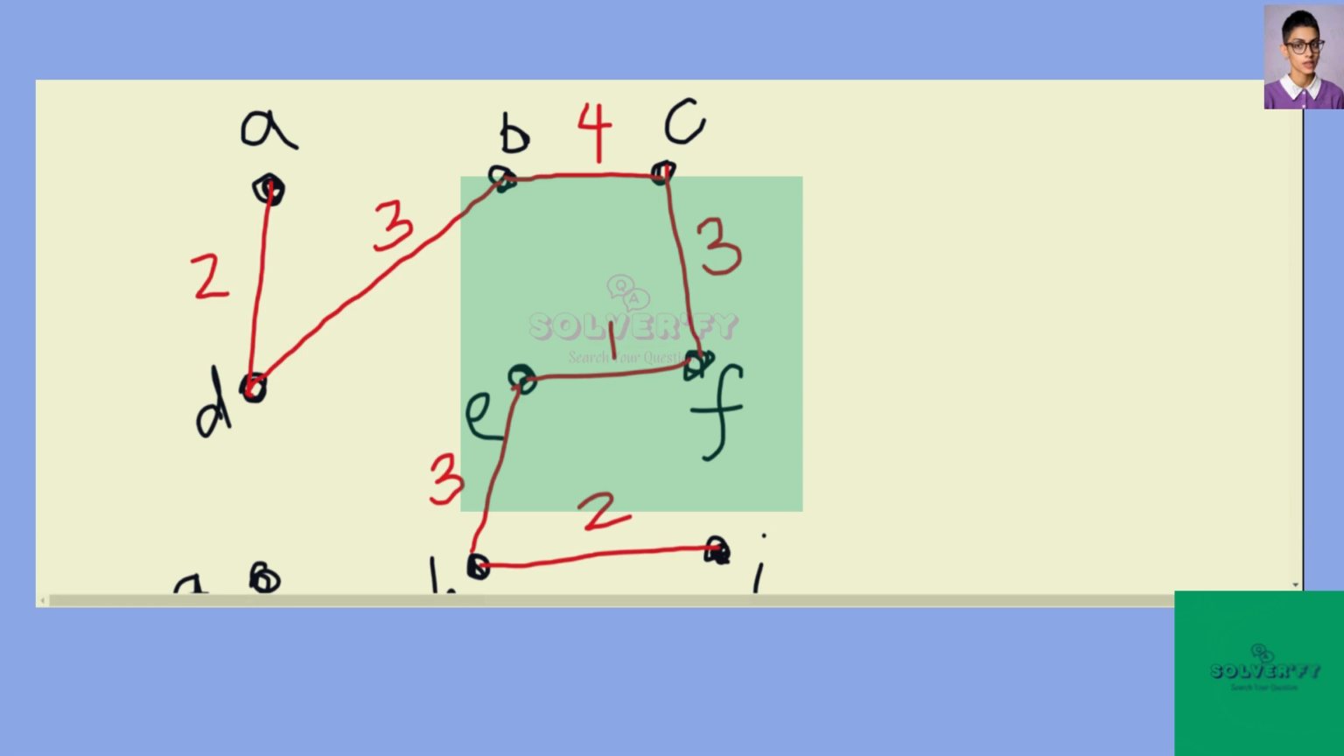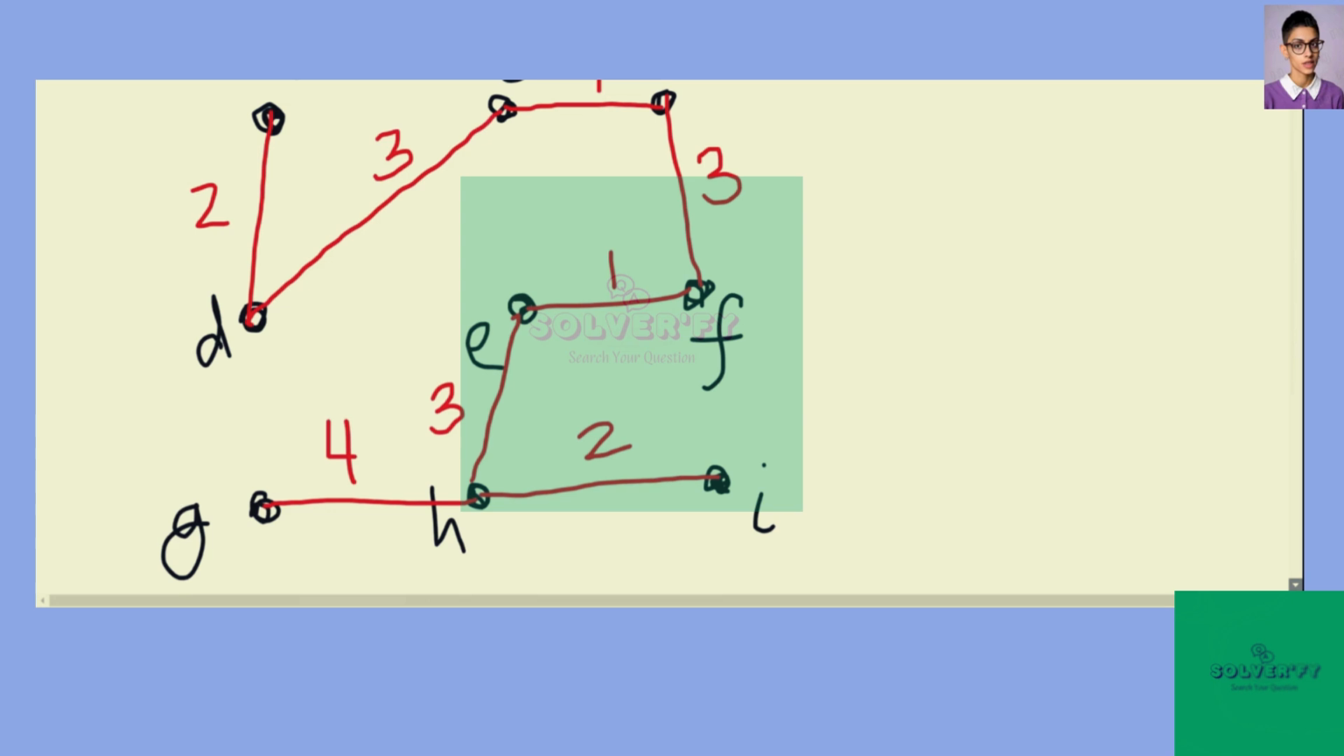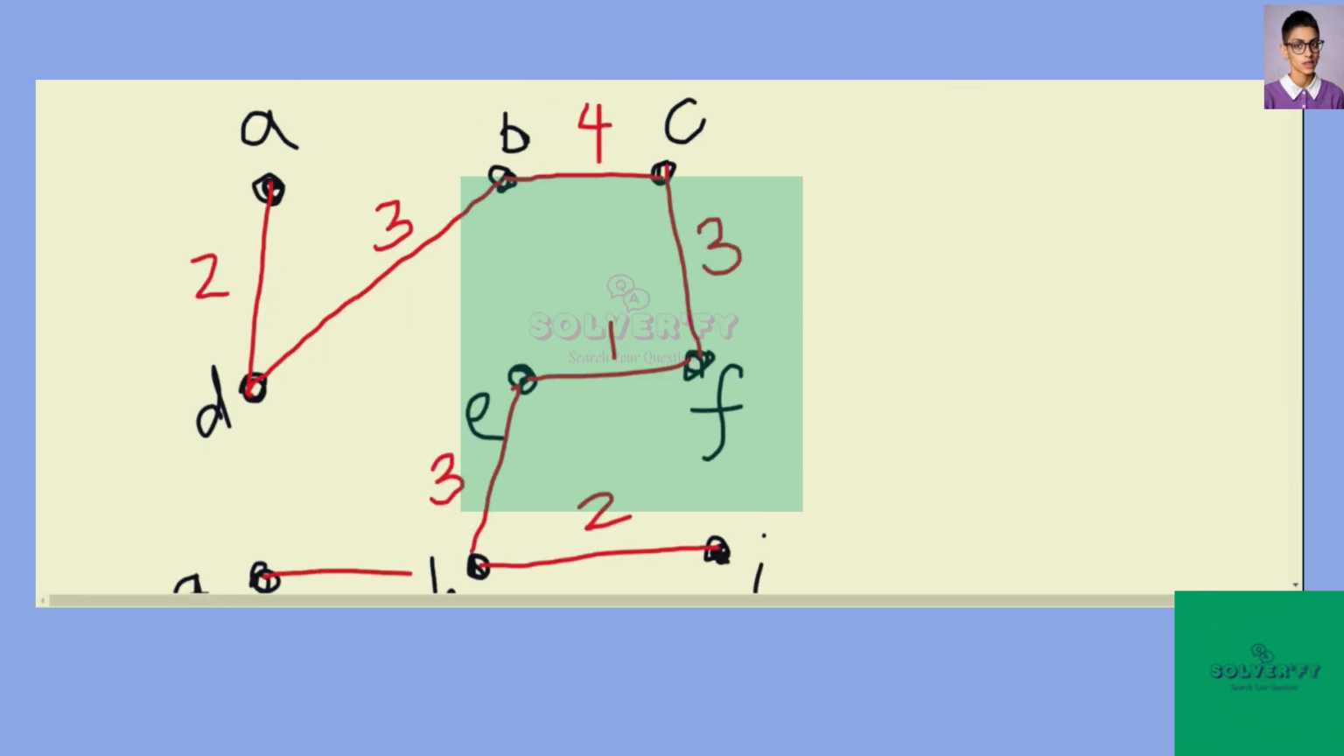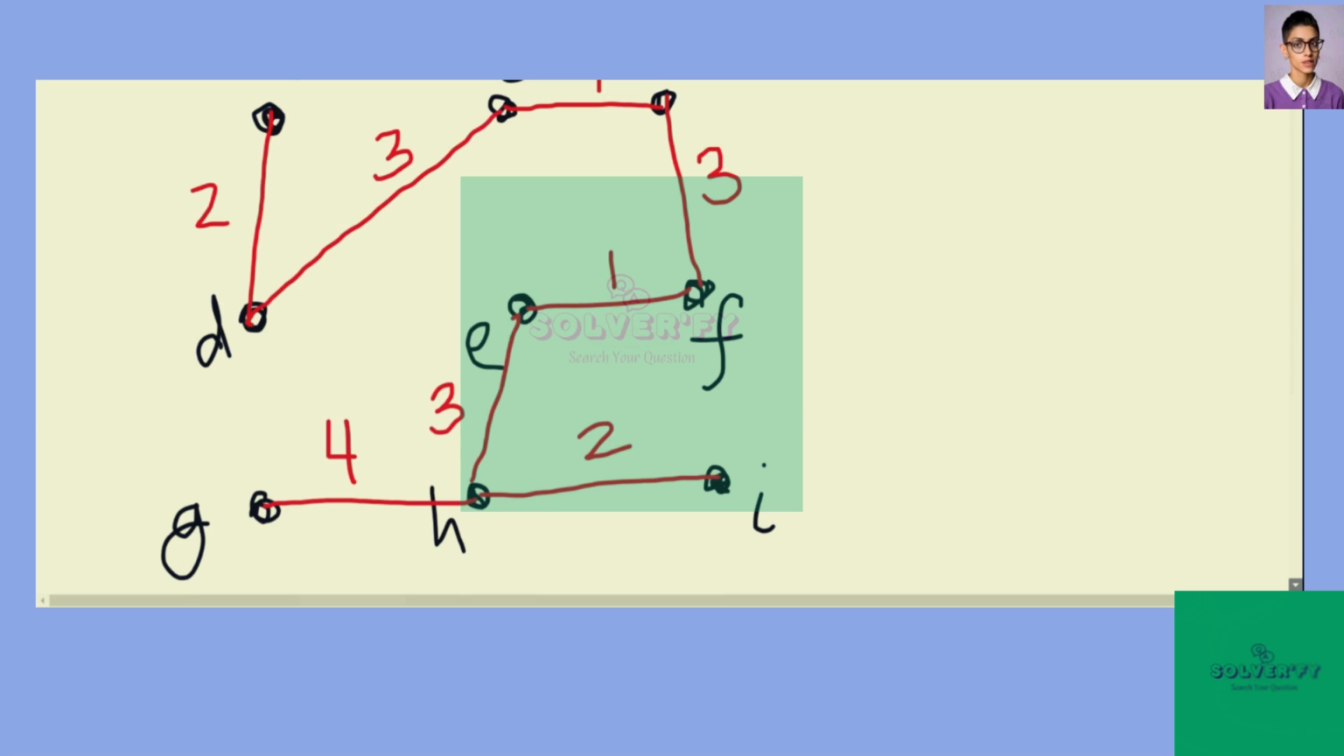If we add the edge FI, well, we see that then we do create a circuit EFHI, and so it's not a valid move. We can't do that. If we add the edge HF, again we create a circuit between HF and E, so not a valid move. And finally, if we add the edge GH, we see that this does not create a circuit, so this is a valid move. And we also see that now we have a connected graph.